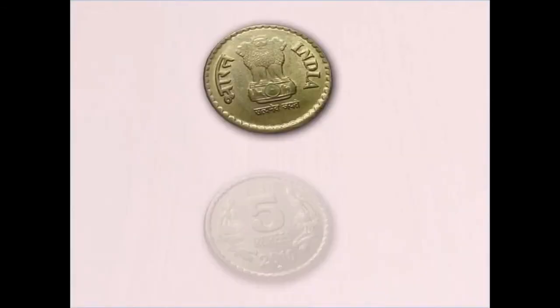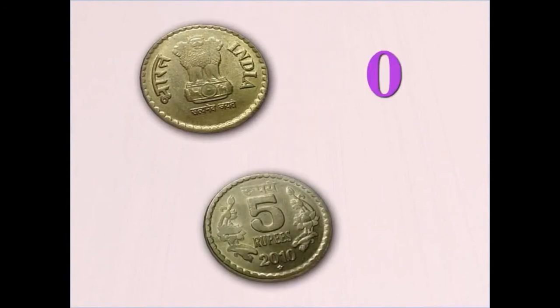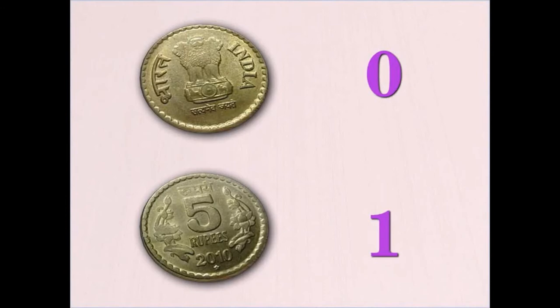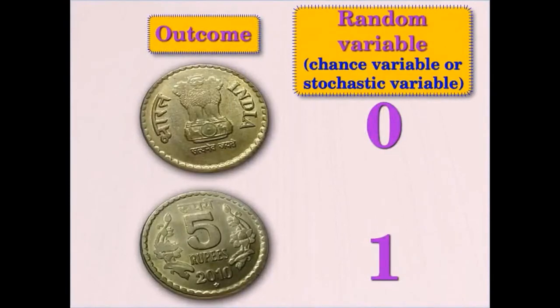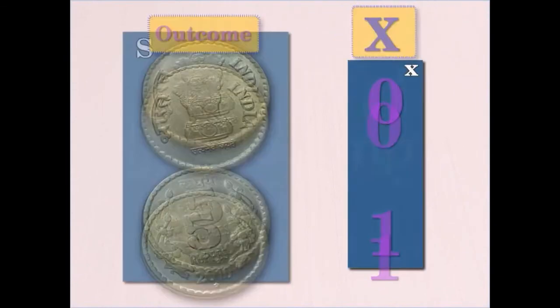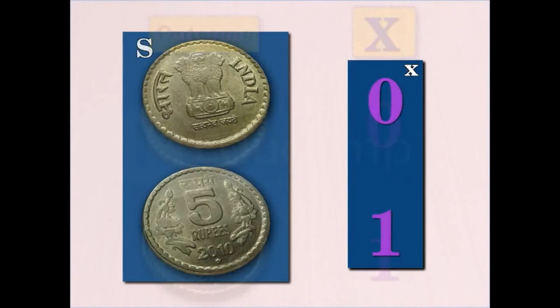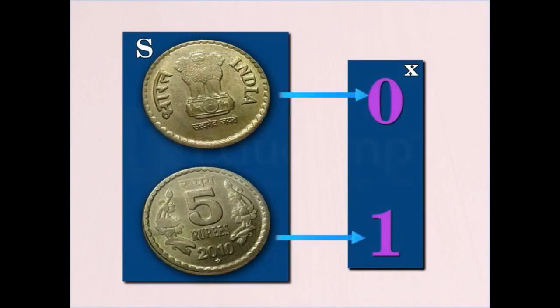If we represent the heads and tails by numerical values 0 and 1, the numerical values represent a random variable. Thus, a random variable is a variable that assigns a numerical value to each outcome of an experiment. A random variable, also called a chance variable or stochastic variable, is denoted by a capital letter, say X. We can also say that a random variable is a function that maps each element in the sample space to a specific numerical value.